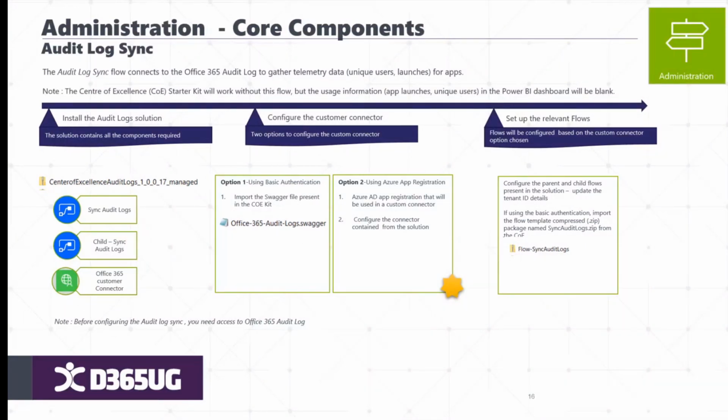It can be configured in 2 ways. You've got 2 options. One is using basic authentication. As part of this COE kit, there is a Swagger file that has been provided. You just need to import the solution. You have the custom connector, and then you will import the Swagger file. That's if you're using option 1, which is basic authentication. If it's the second option, you will do the Azure app registration. You will then configure all the parameters that are required, in terms of the tenant ID and everything else, on the custom connector itself. But obviously the recommended option is to use the Azure app registration and not the basic authentication.